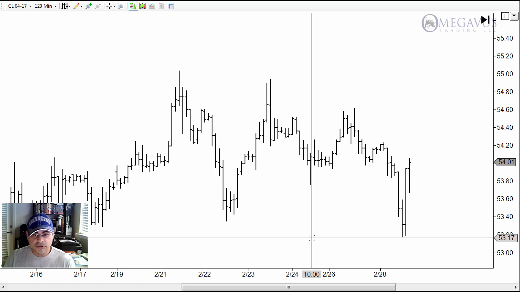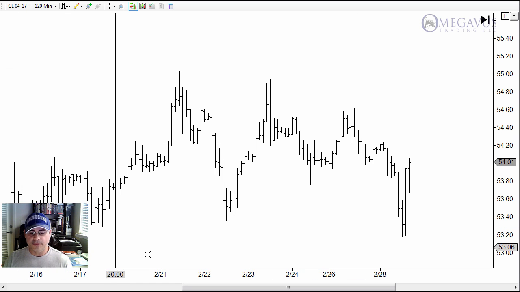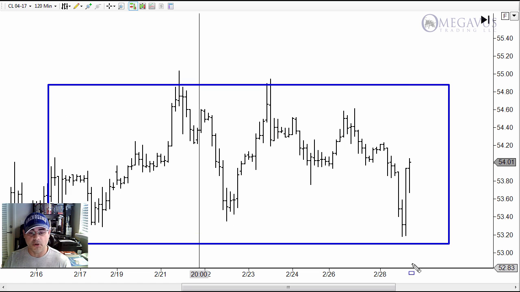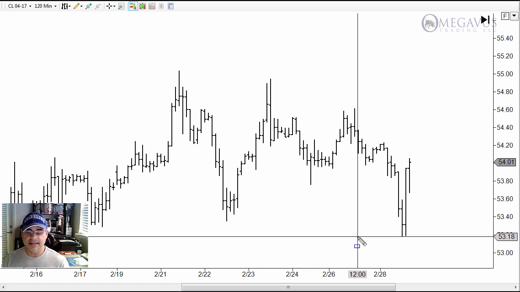Alright, so back to the chart. Here's a chart where we have no idea what the heck is going on, right? So you're probably going to say, okay, here's a sideways market, what should we do, what should we focus on? Well, if you focus on the broad market, this is a sideways market.